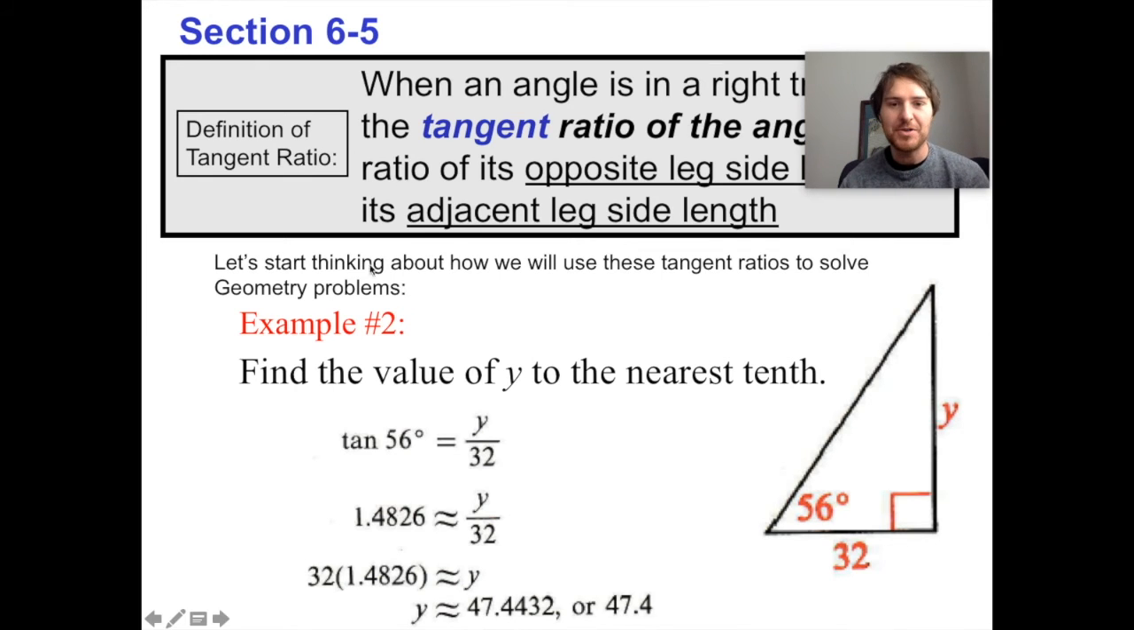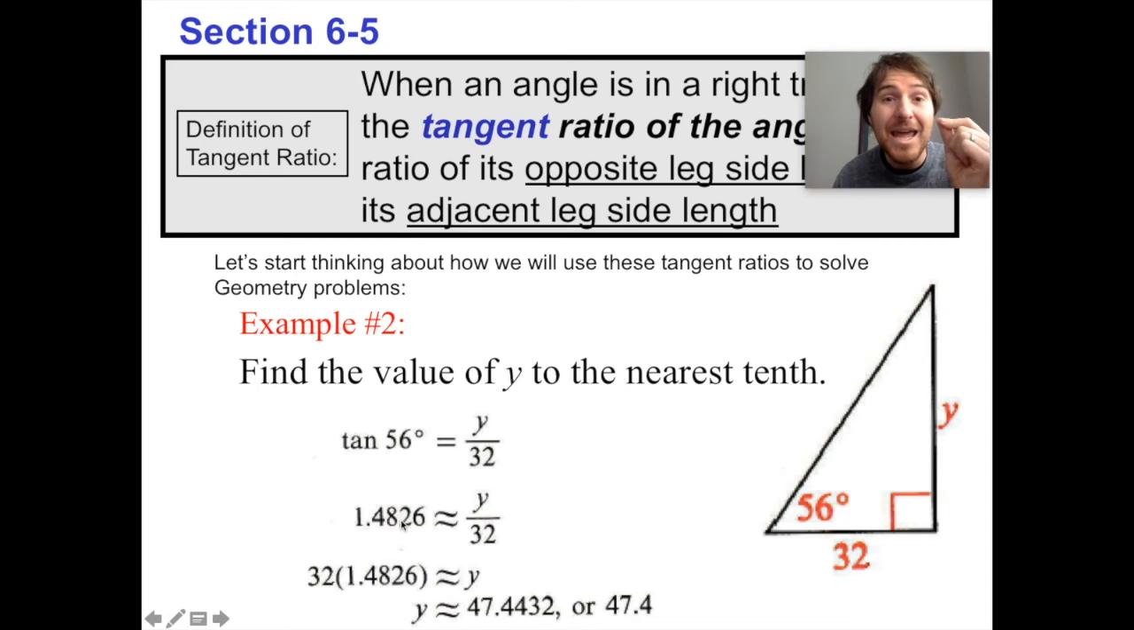Tangent of 56 degrees equals the opposite over adjacent ratio for 56 degrees as a reference angle. So y over 32 is equivalent to whatever tangent of 56 degrees is. Remember, tangent of 56 degrees is just a ratio itself. There's the ratio right there, 1.4826 over 1. 56 degrees is bigger than 45 degrees, so we know the tangent is larger than 1. And there it is, we got a ratio.